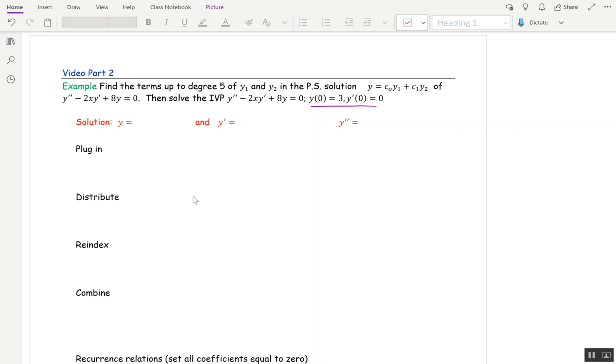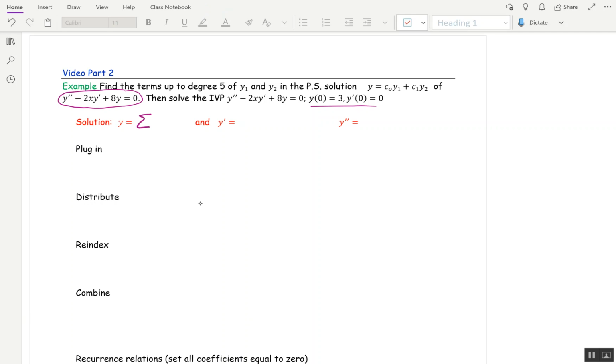This is the second portion of section 8.3. We're going to find all the terms up to degree 5 in y1 and y0 of the power series solution of this differential equation. Then we're going to go ahead and solve the IVP.